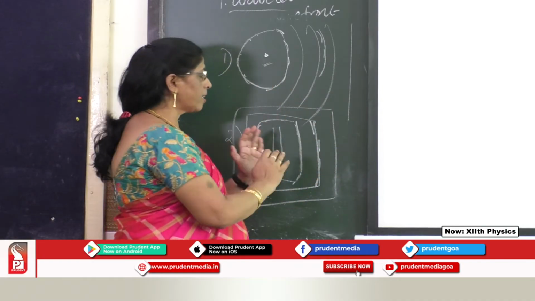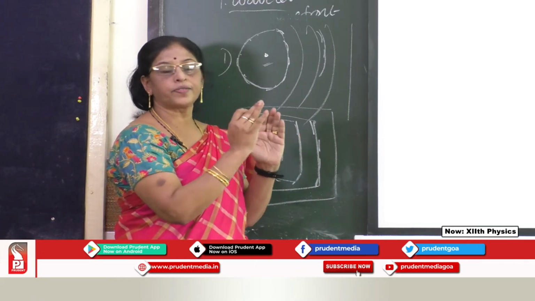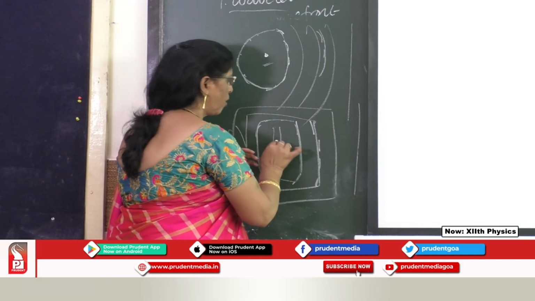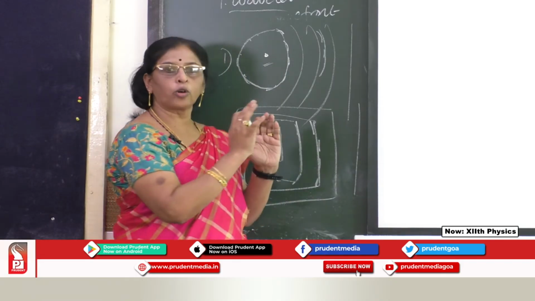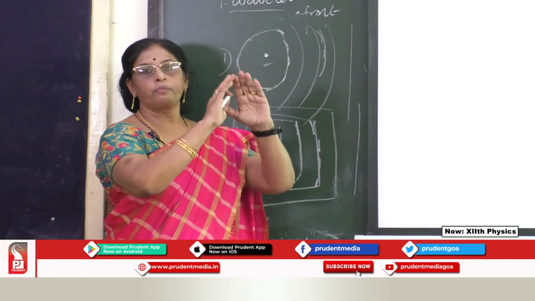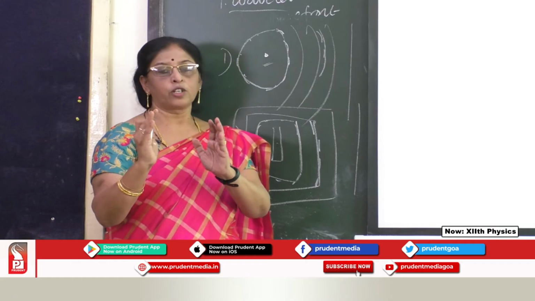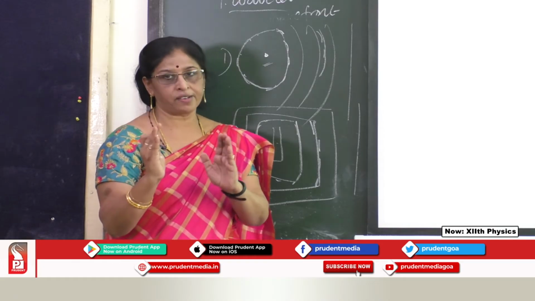Now, in the same way, when you consider the cylindrical wavefront at a distance from the source, it also looks like a plane wavefront, because we cannot get the full shape of it, only a part of it. So it looks like a plane wavefront.